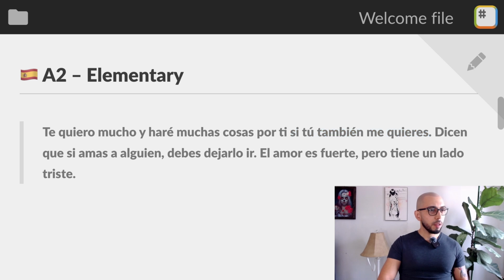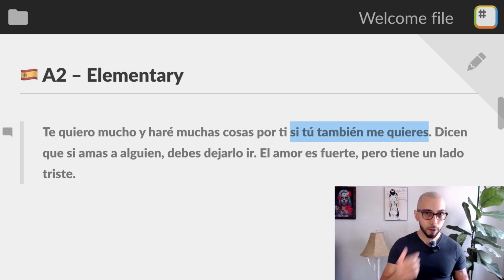And so we're seeing a more sophisticated use of grammar, right? So let's look right here at this sentence. Si tú también me quieres. If you would love me too. It's a conditional, it's a hypothetical. We're starting to see a little more abstract use of the language. So the sophistication level is increasing.